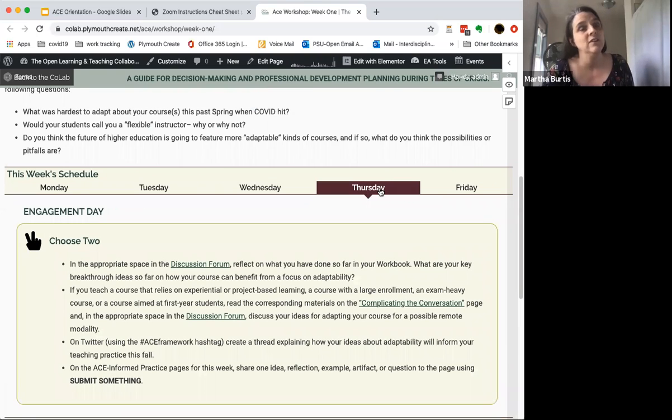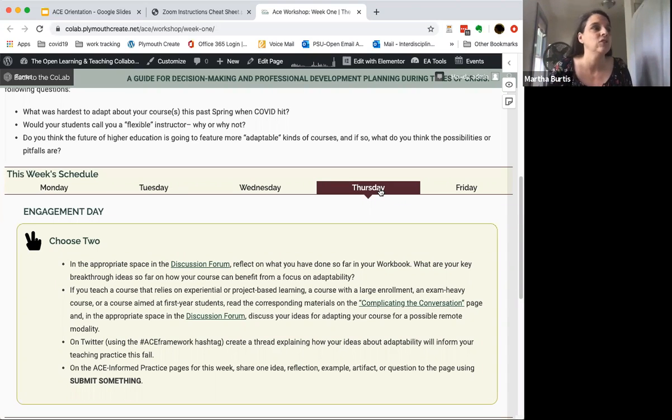Thursdays for the next 3 weeks are always what we call engagement day. So on those days, we're going to ask you to choose two different ways that you'd like to engage. One of which is to do some reflection and sharing in the discussion forum on two different topics this week. We also have a Twitter hashtag, ACE Framework, if you're active on Twitter and would like to engage with the ACE Framework and the workshop there.